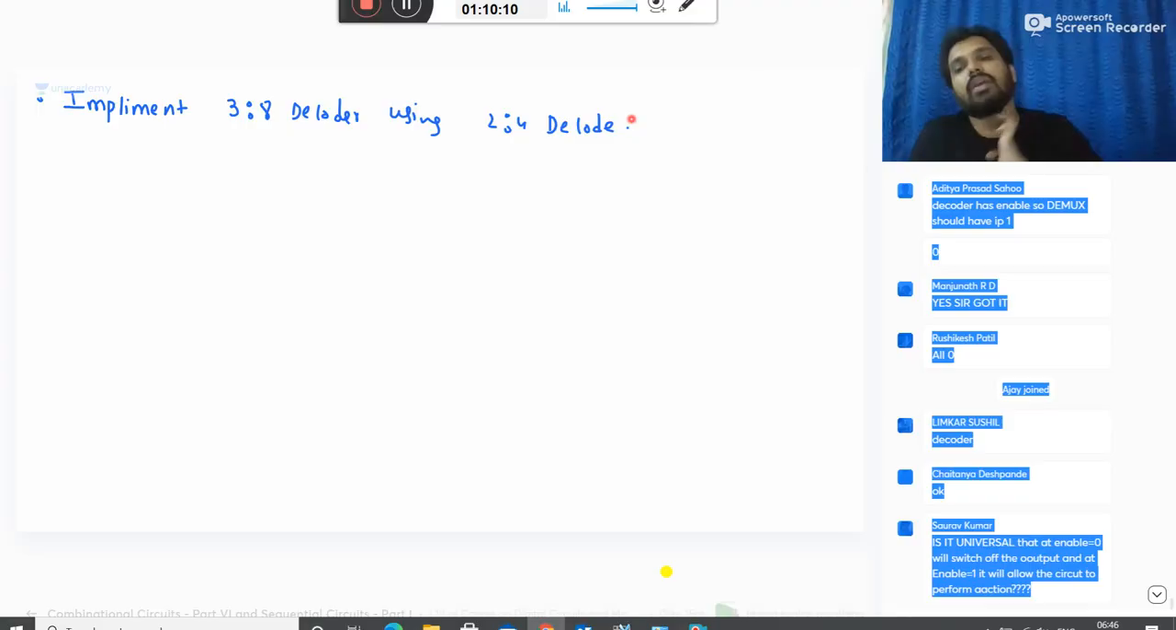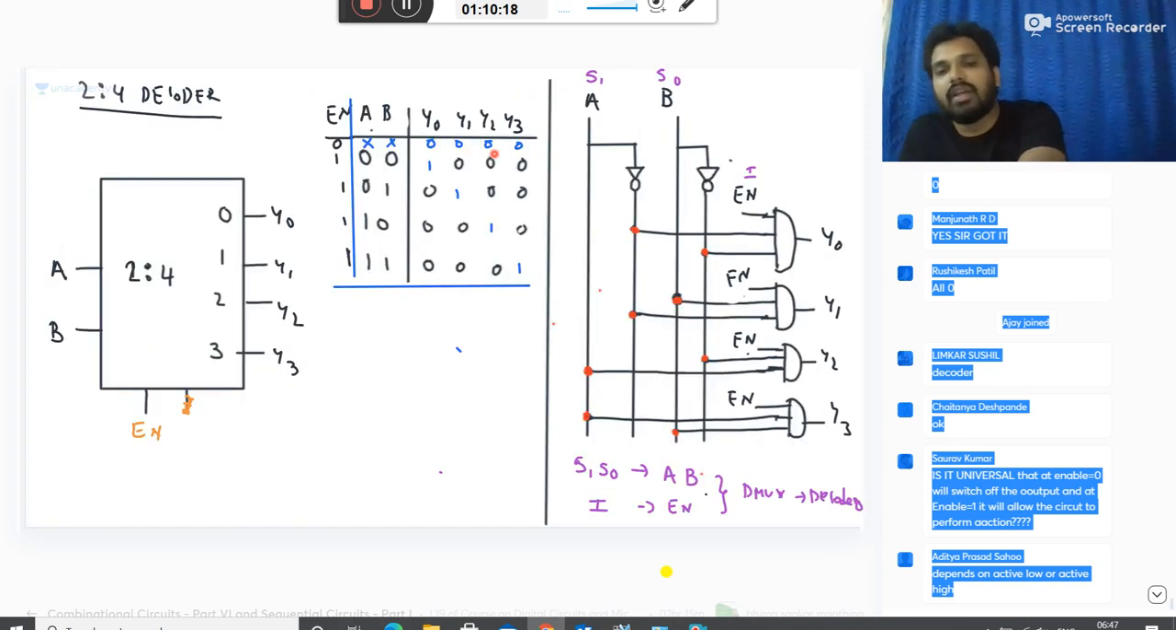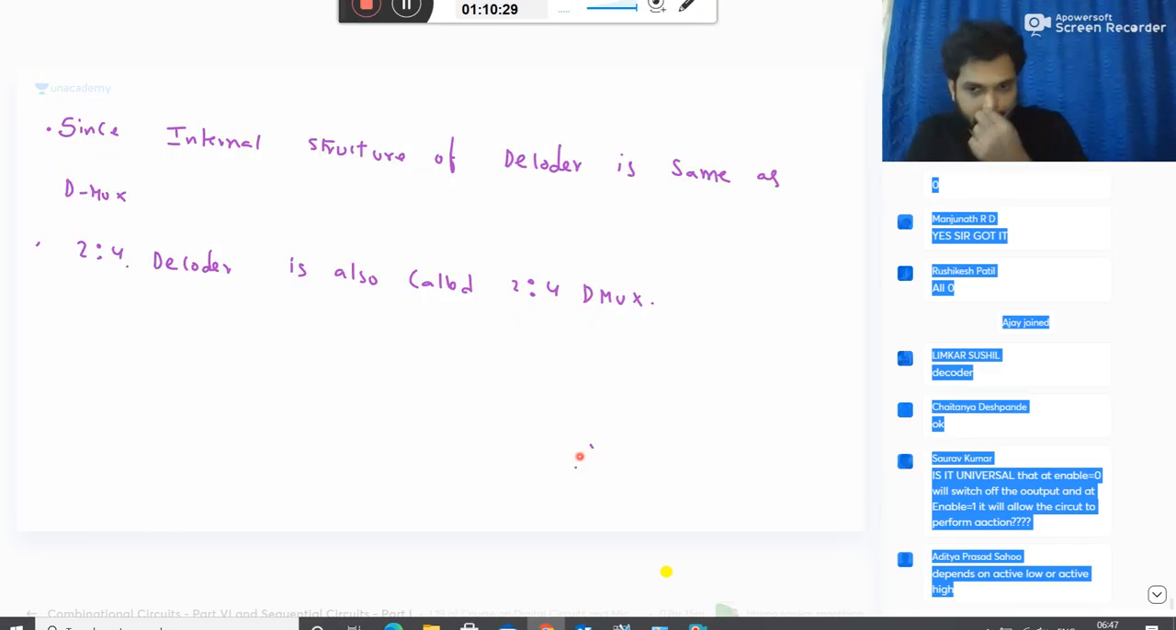No, Saurav, enable can be active high and active low also. I'll come to that point. It can be zero, it may work. If you use a simple inverter at the enable, it will do the reverse job. So it depends on the circuit, where active high is good, where active low is good. Everything we will discuss, don't worry. Just wait for some time. Today itself.